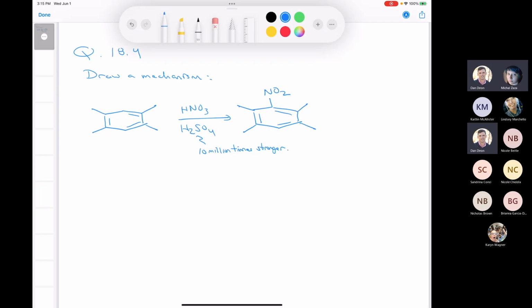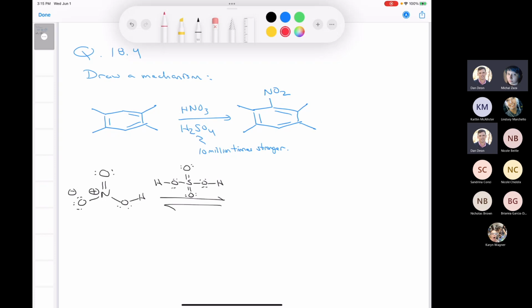And so first we'll start by drawing the Lewis structure of nitric acid. So nitric acid looks something like this. There we go. And then we have some sulfuric acid, and we'll draw the whole Lewis structure of sulfuric acid. A little bit painful to draw the whole thing, but let's just go over it once here.